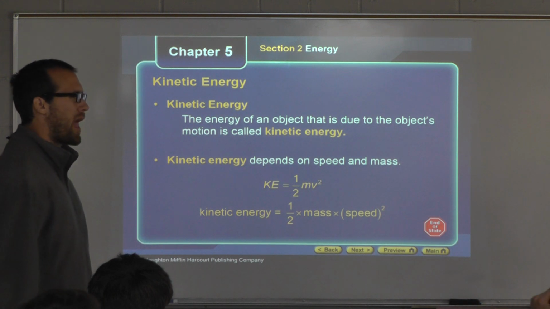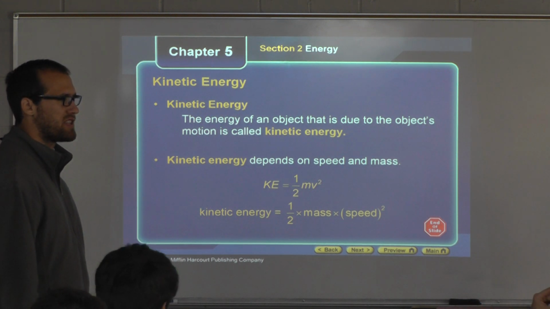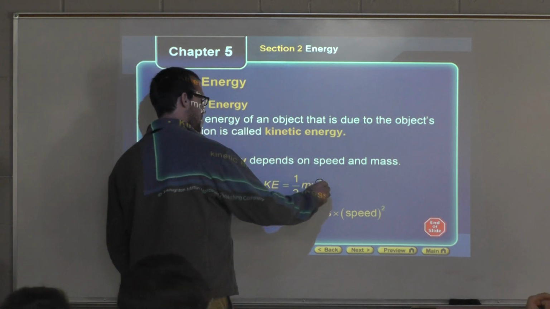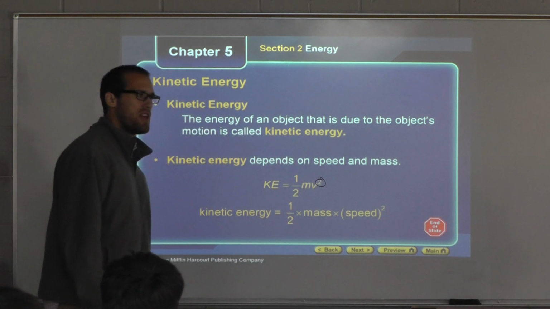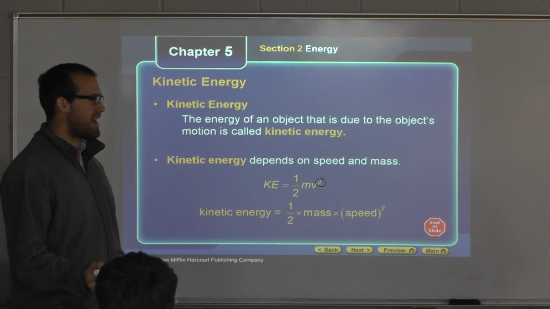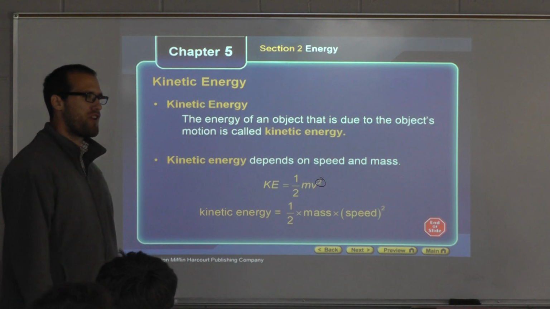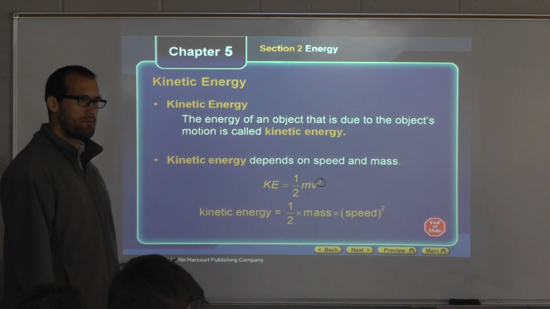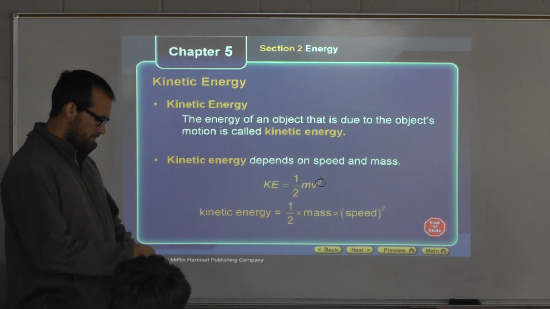Why would speed have a bigger impact on how much kinetic energy it has? It's velocity squared. So if I double the mass and I double the velocity, which is going to affect kinetic energy more? The velocity will. Okay? That's a test question.